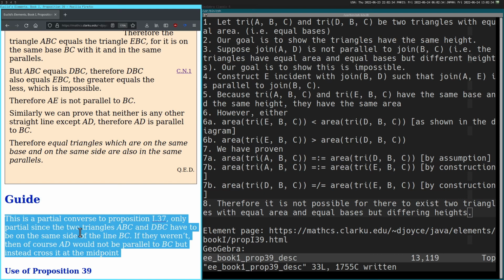Because the two triangles ABC and DBC have to be on the same side of the line BC. If they weren't, then of course AD would not be parallel to BC, but oh right, would not be parallel to BC. I see.